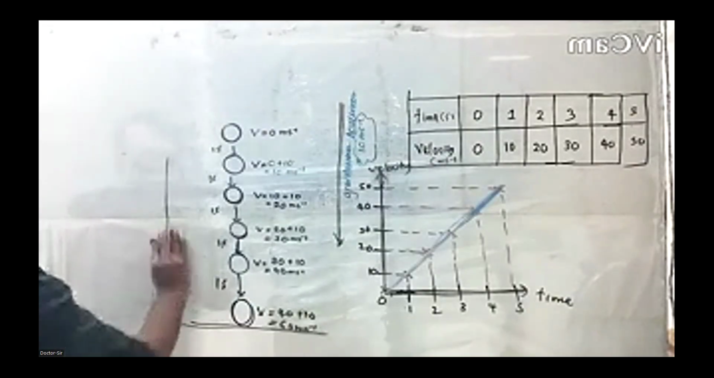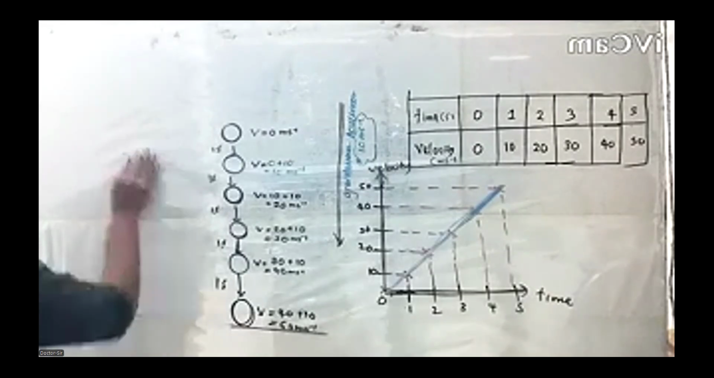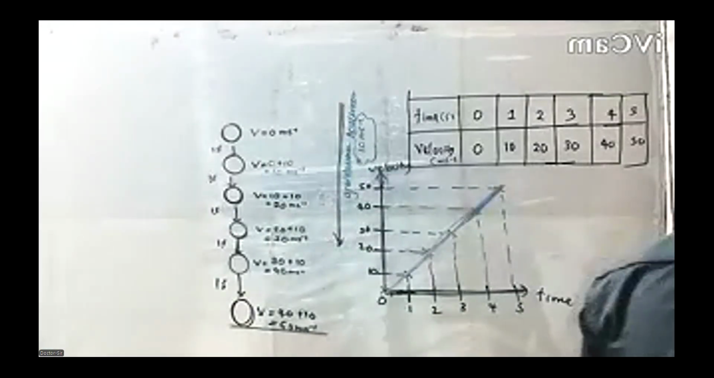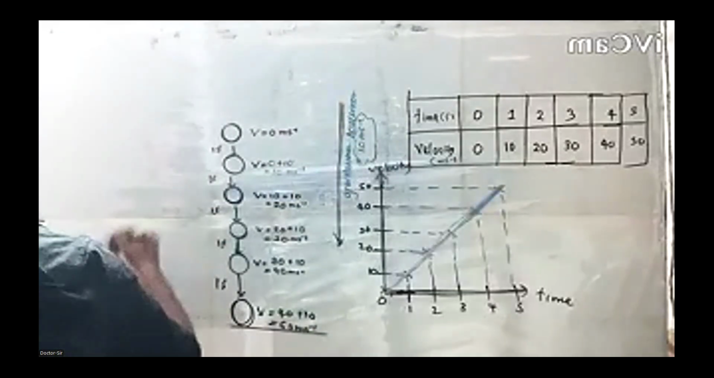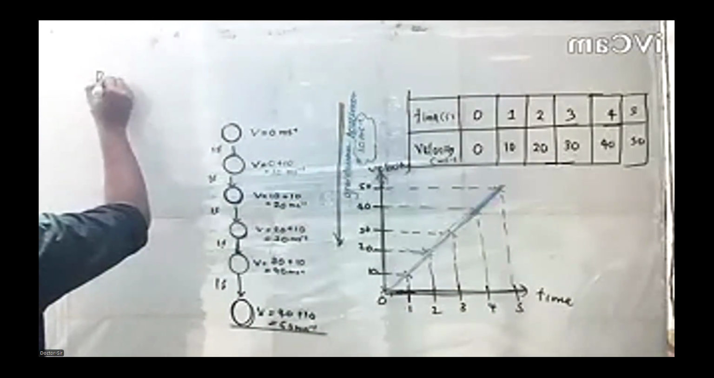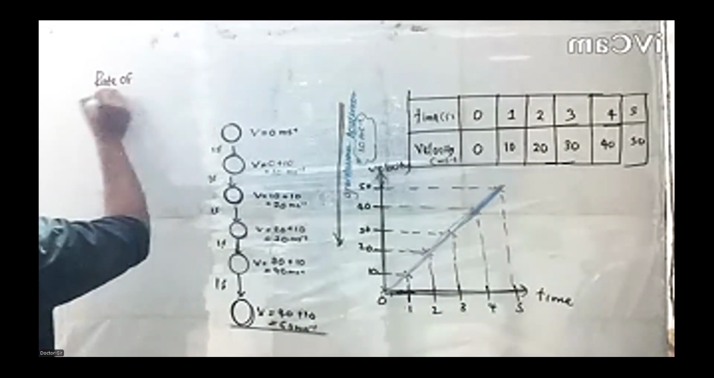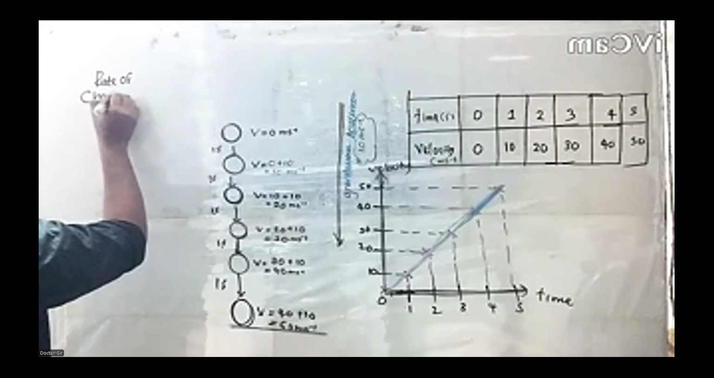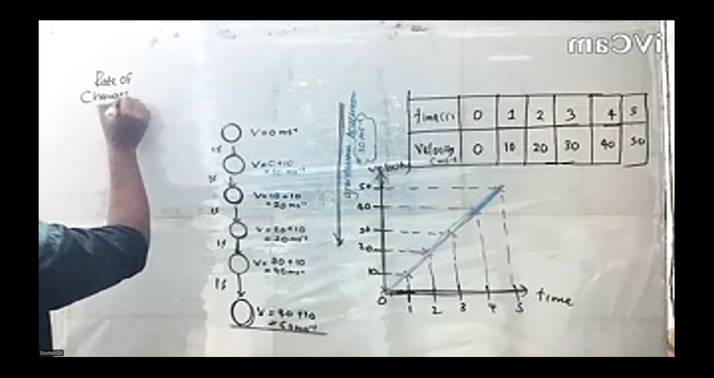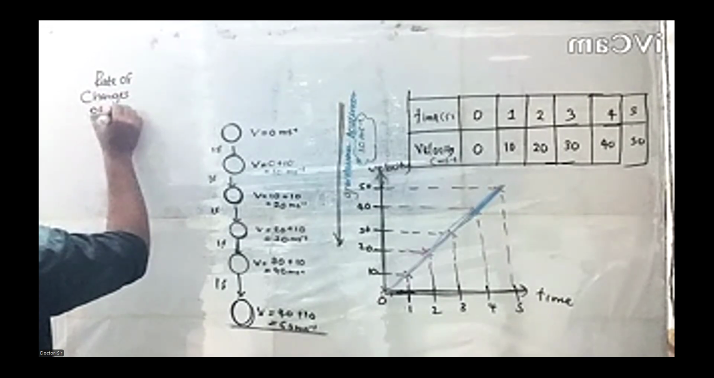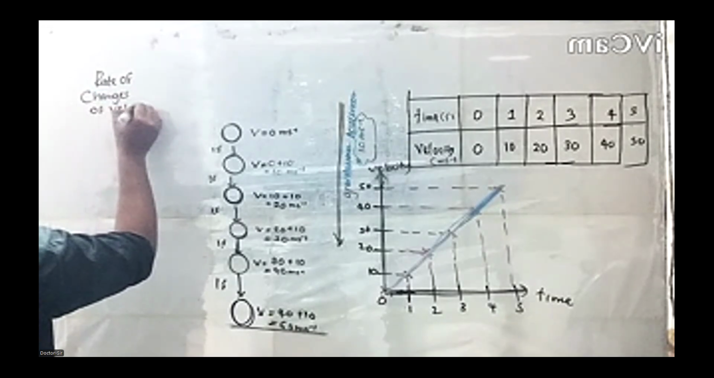Are they asking us to use the graph or the table or whatever? Then nothing there, just a statement. Okay, right. Rate of change of velocity is equal to, okay, how much velocity changes within a given time.